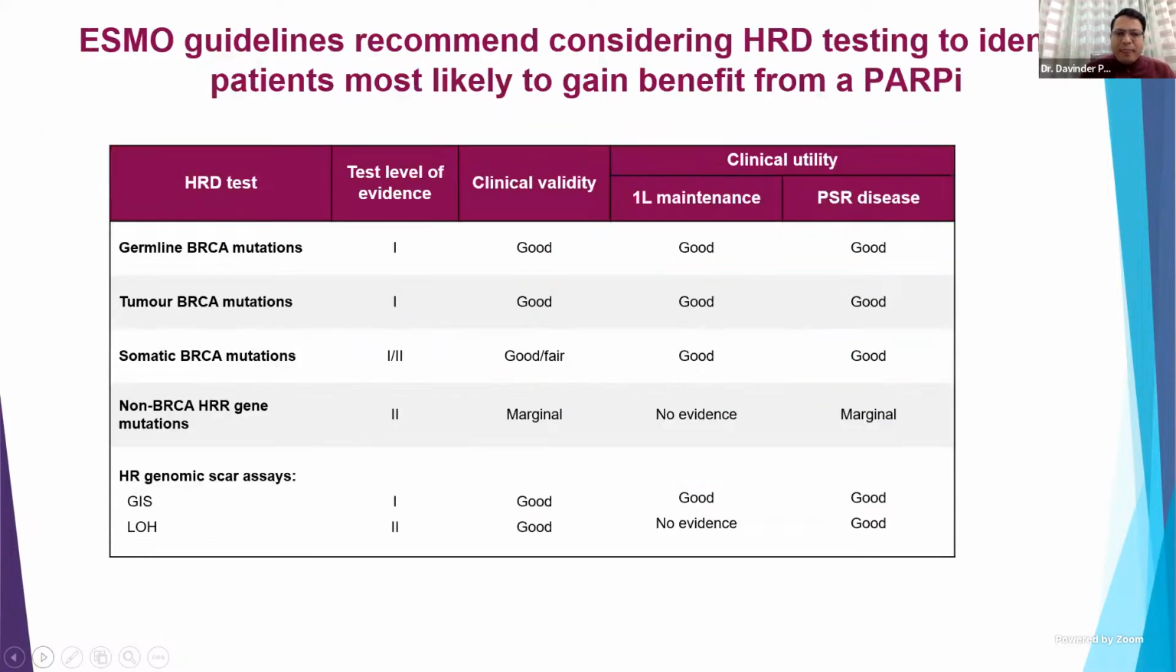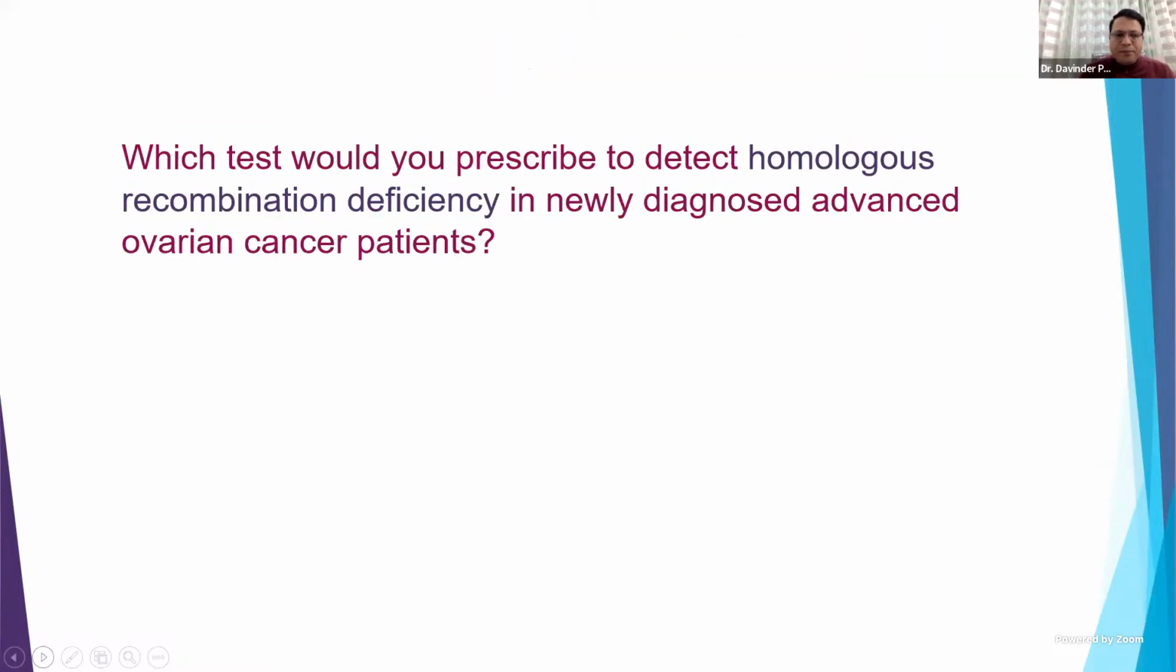Next slide. So this is the ESMO guideline recommendation for HRD testing. You can see for the germline BRCA, it is level of evidence 1. Even for the somatic also, it's level 1. Coming to HRD, there are 2 types: genomic instability score and the loss of heterozygosity, and both are also recommended nowadays.